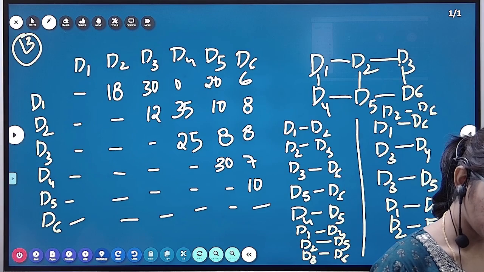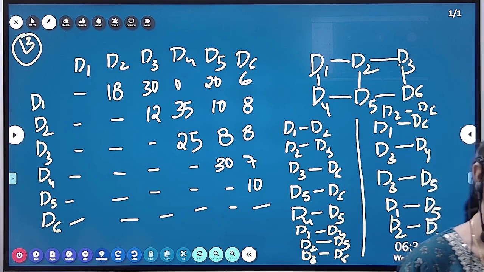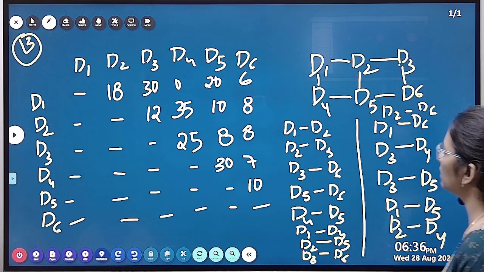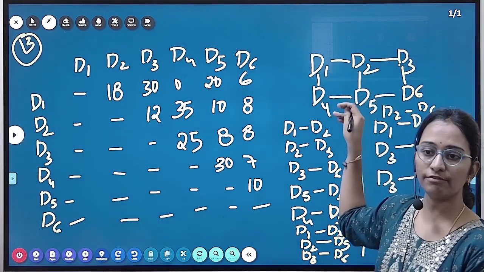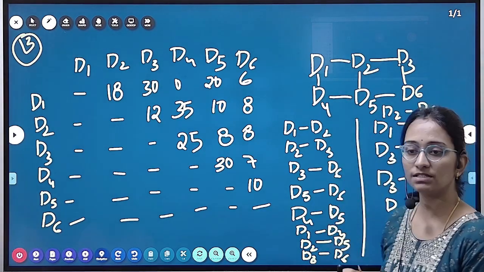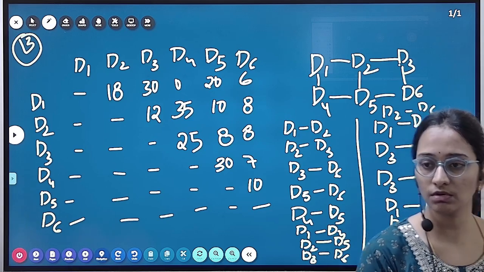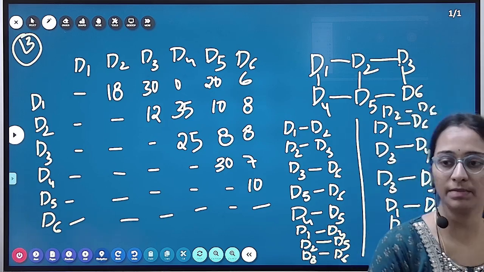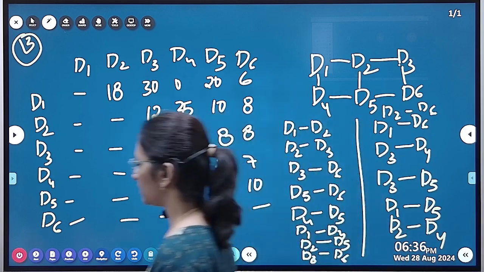So now we need to focus on what? Non-adjacent pairs. Adjacent pairs are already connecting, so we can find the distance easily. But the non-adjacent pairs are not connecting properly, so finding the distance will be somewhat tricky. So let us do it.